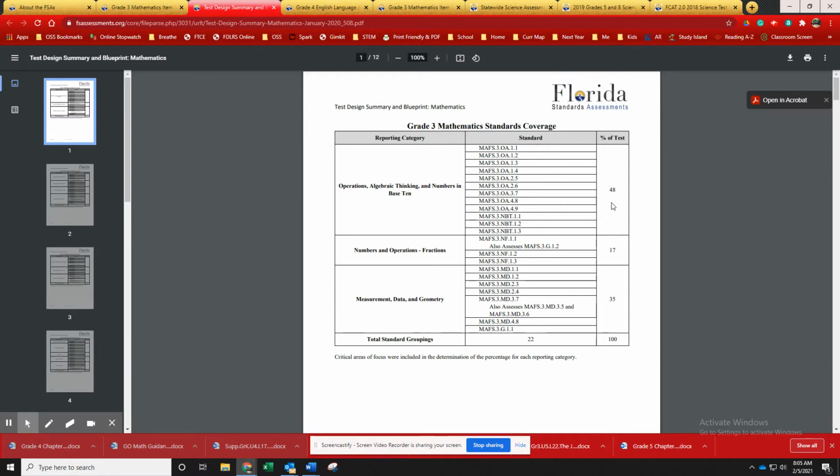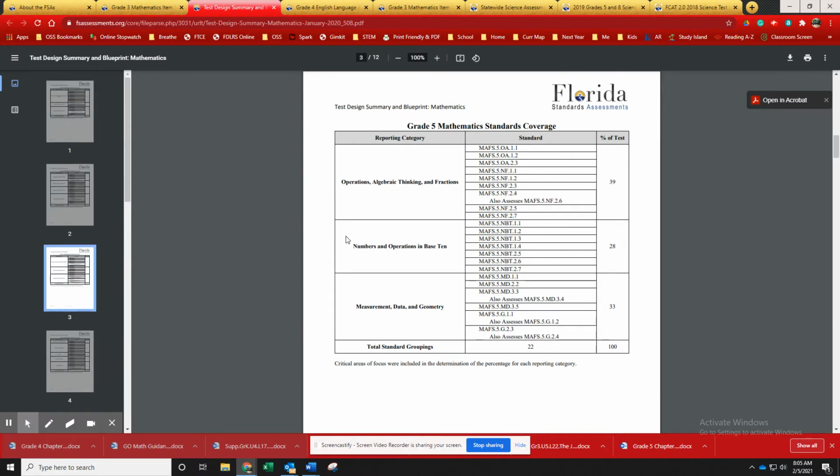Almost 50% of the test is about operations and numbers in base 10. So having that clear base 10 knowledge is great. And here are the standards. Only 17% goes over fractions. And then measurement, data, and geometry is 35%. This is where we get hit. People leave off geometry till the very end or don't teach it, and it's worth 35% of our test. So making sure that we understand, wow, that's a big coverage.